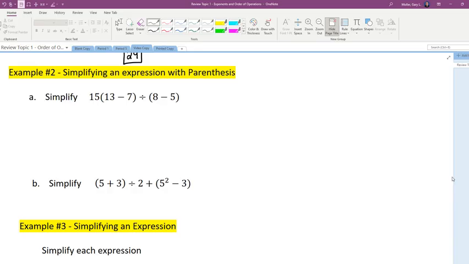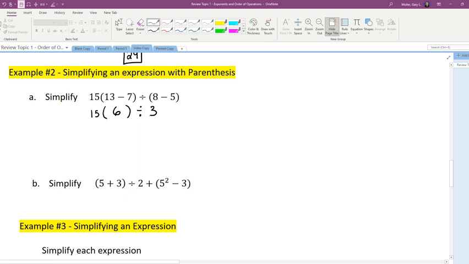So I see a 13 minus 7. So now I'm in this world of 13 minus 7. There's only one operation in there, and that's the one I'm going to do. So 13 minus 7 is going to be 6, and this problem turns into 15 times 6. And then I have it divided by, and then inside that world, there's only one operation, an 8 minus 5. So I'm going to do that, and I get 3.